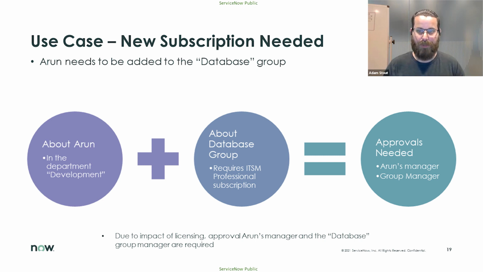So, I need to spend money on this license. I want Arun's manager to approve that. And then I need the group manager, the database group, to go, yeah, I'm glad that you have a license. You can also be in my group to do what I want to do. So for Arun to be added to database, his manager and the group manager. Move on to the next one.